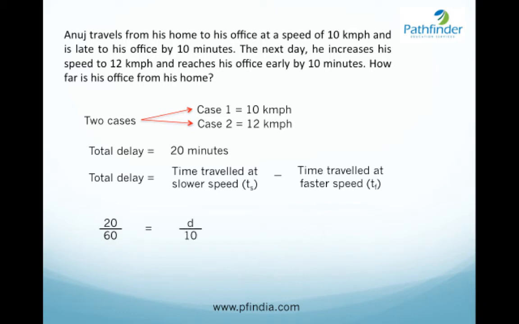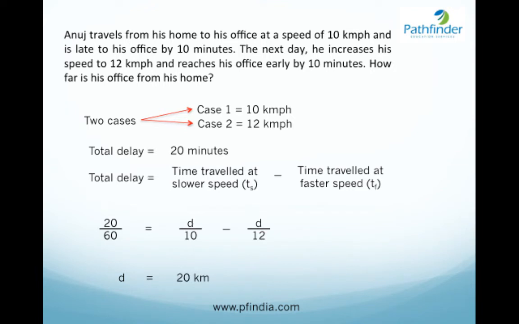to d by 10, because again we have the variable time which is converted into distance upon speed. So 10 is the speed, d is the distance, d by 10 is the time traveled at the slower speed, minus d by 12, which is nothing but the time traveled at the faster speed. And if you solve for d, you will get 20 kilometers as the answer.